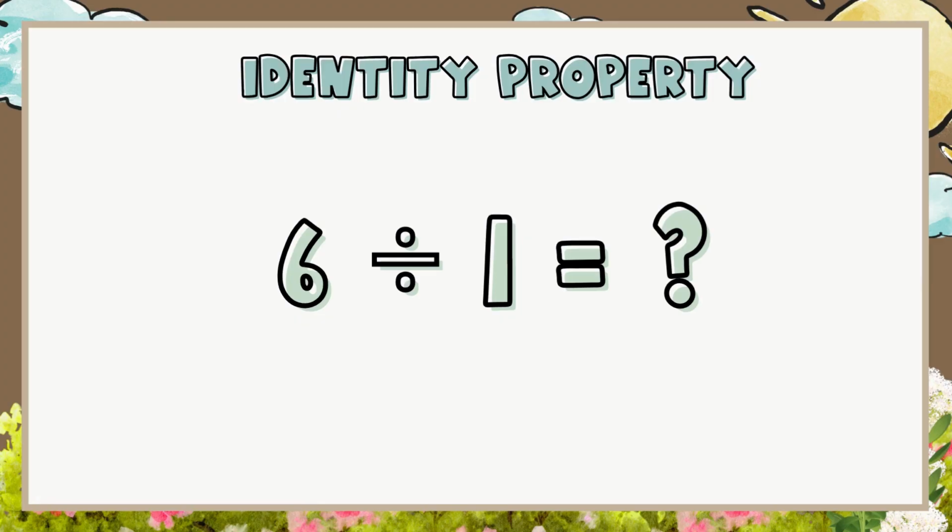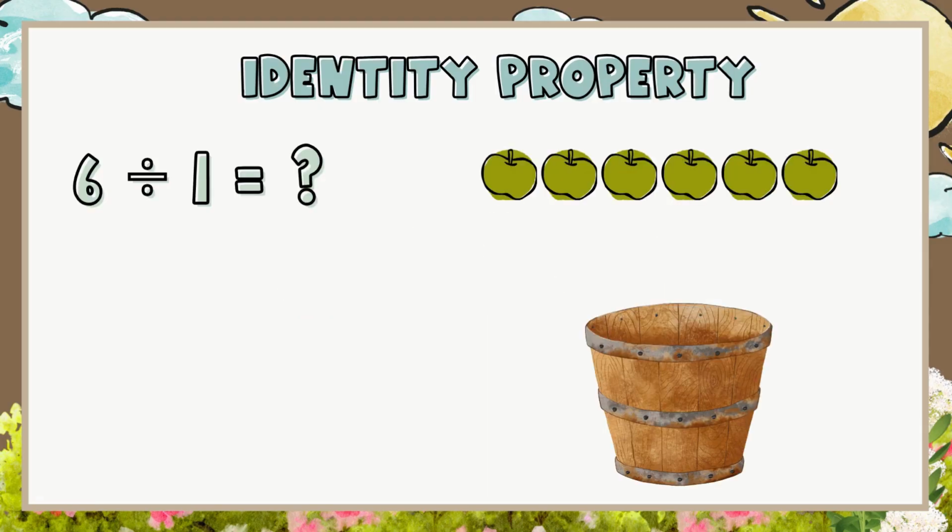Let's start with identity property. 6 divided by 1 equals, well, this is a fairly easy equation to solve. If we understand identity property, we can solve it a little bit faster. But what does 6 divided by 1 actually mean? Well, as we learned before, our dividend tells us how many items we have. So in this scenario, we have 6 apples. Let's count and make sure. 1, 2, 3, 4, 5, 6.